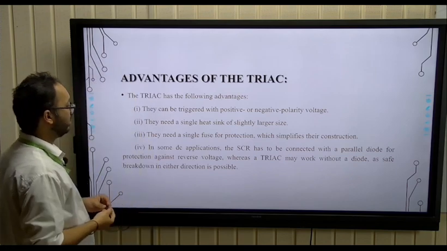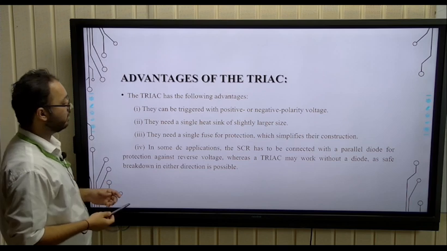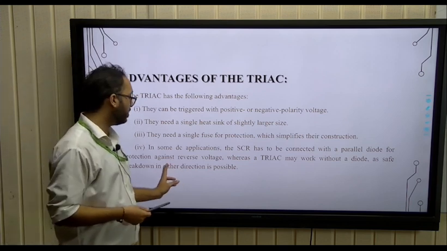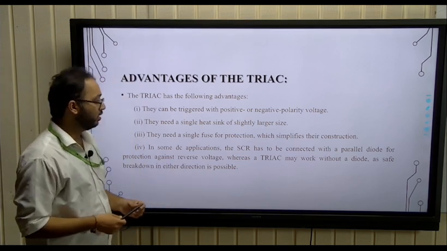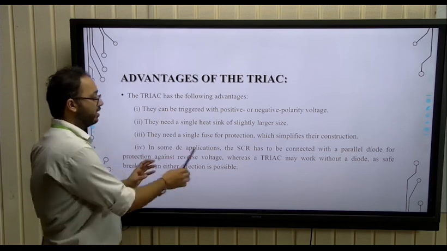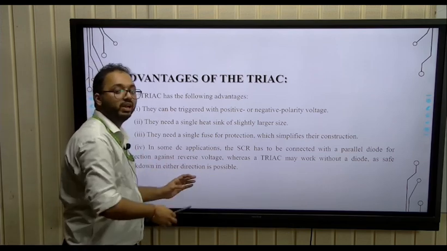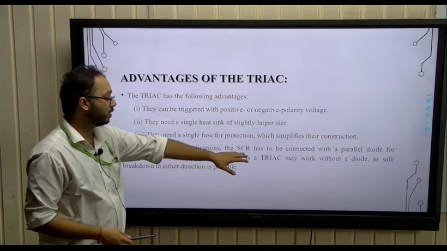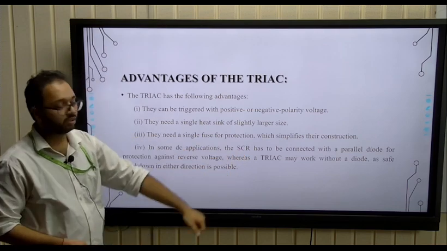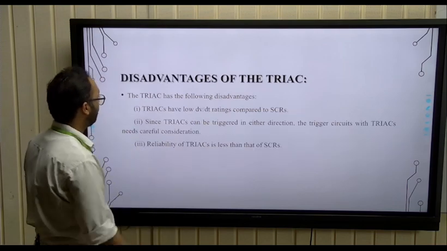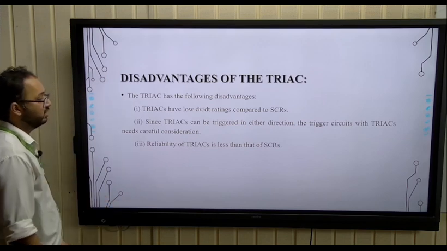There I will teach you again how the SCR or any diode device is used in a parallel reverse voltage, and that is why a Triac can only work without any reverse blocking or any protection that is given by an SCR or a diode. Okay, what are the disadvantages?